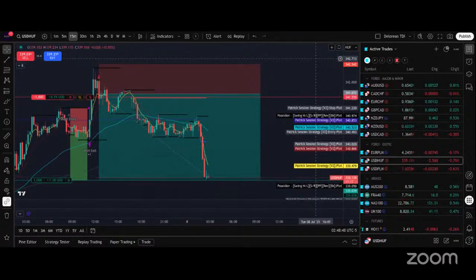See, a little over 11 minutes left to go. Looks like we do have some downward moving on USD versus Hungarian forint. So we can go ahead and get this push and get take profit.